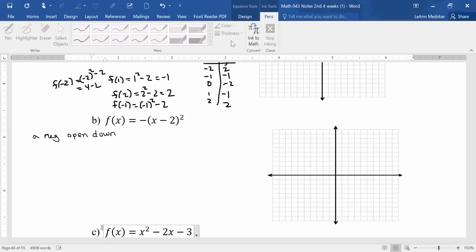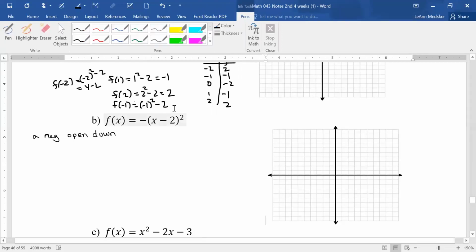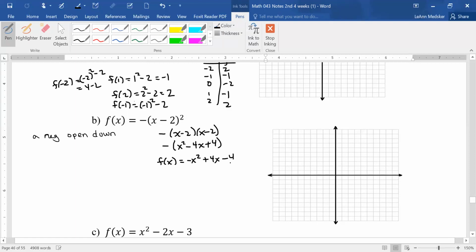So then when we do this one, I would probably distribute or FOIL this out because we don't know the vertex form yet of how to use a shortcut to graph this. So we need to do x minus 2 times x minus 2, which is x squared minus 2x minus 2x. That'd be minus 4x. Negative 2 times negative 2 is positive 4. So another way of writing this specific quadratic is to distribute that negative, and we get the following. So negative x squared plus 4x minus 4.